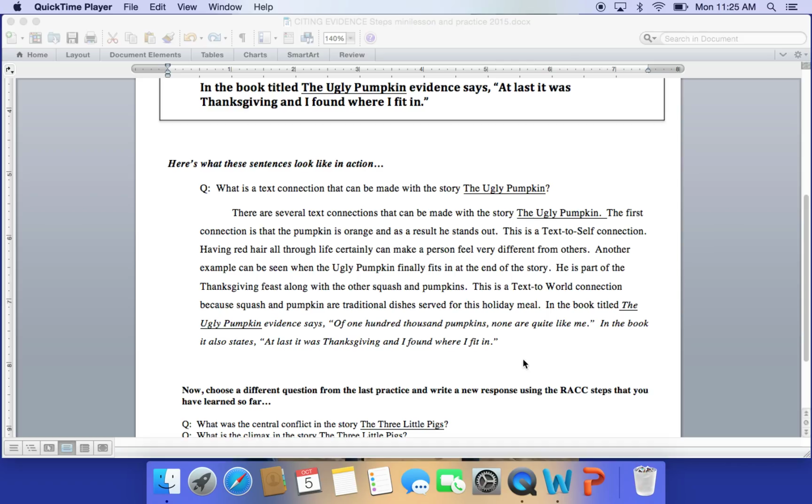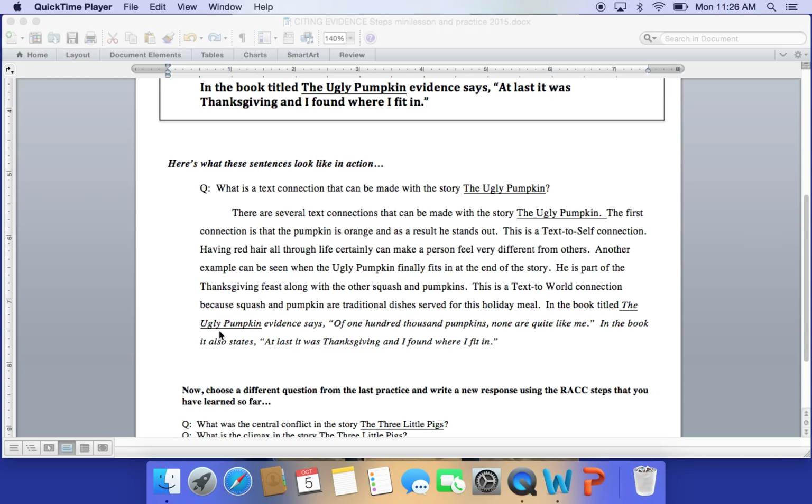Notice that in the second citing evidence sentence here, I did not give you the title of the book again, because for the second of the two evidence sentences, you do not have to repeat the title of the book or the title of the resource, because you did it once already. And so you can simply just refer to it again as in the book. And we know it's The Ugly Pumpkin because the first sentence already listed it as such.